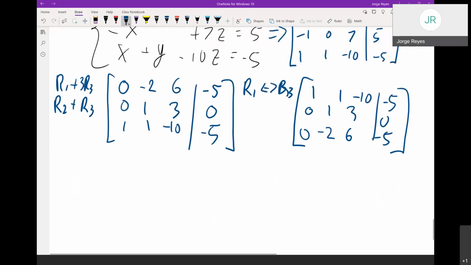Okay. So right, next, if I'm continuing to be normal, right, I want to get rid of this negative 2. Right, because I already have the 1 here, which is nice. So I'm going to do row 3 plus 2 row 2.